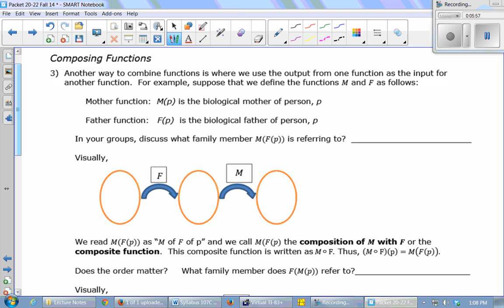Grandparent, yeah. Because f of p means the father of person p. Father of p, right? But then m of something means the mother of that person, right? So this is the mother of the father of person p. We call that the paternal grandmother. Right? Your grandmother on your father's side is your paternal grandmother.